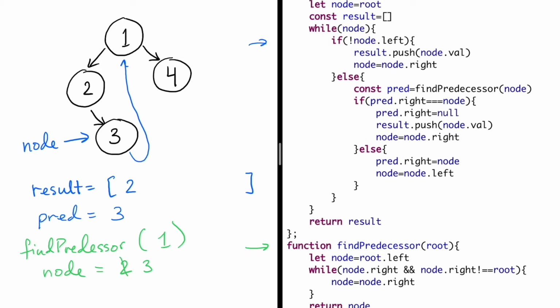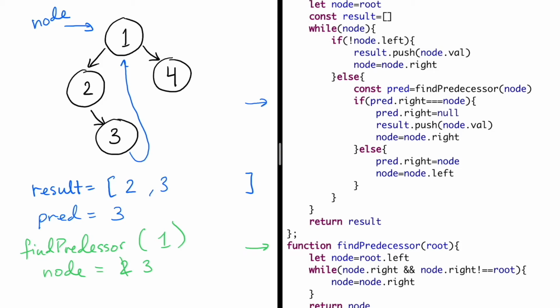And then I will go back to the top of my while loop again. So in this case, 3 doesn't have a left child, so once again, I will record 3 in my result array, and I will update node to be equal to its right child, which will take me back up to node 1, since I have a cycle here. So this will be the second time I'm visiting node 1, and I will check, does my node 1 have a left child? And it does, so I will go on to execute the else statement.